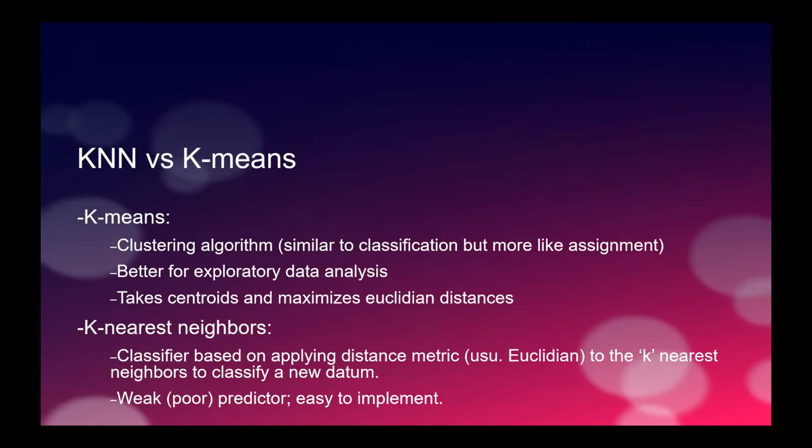This is compared to the K-nearest neighbors algorithm, which is a fundamental and very basic classification and prediction algorithm, which is based upon applying a distance metric, usually the Euclidean or L2 distance, to the K neighbors, whatever number you choose, 4, 5, 6, 10, to classify a new data point. It's not typically a great predictor. It's considered a weak predictor, but it's pretty easy to implement, and it's kind of trotted out occasionally as a basic example of an easy to program classifier.